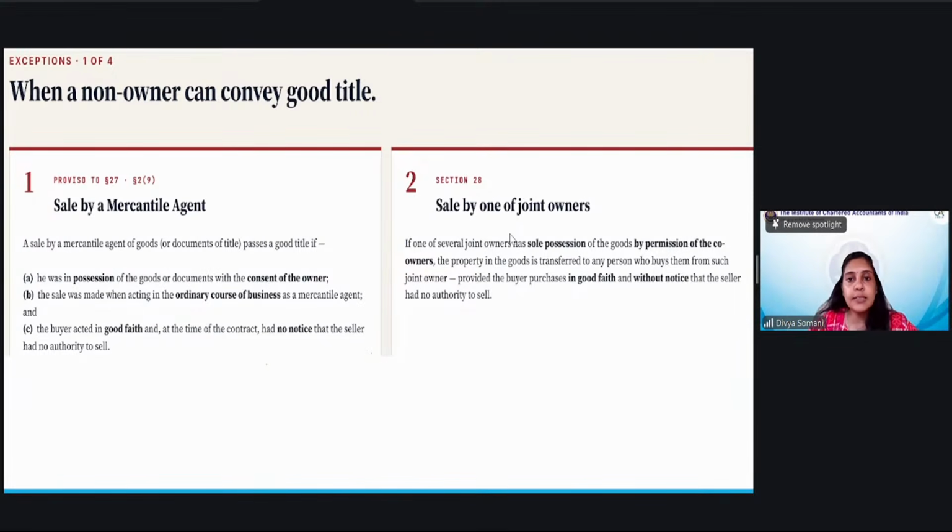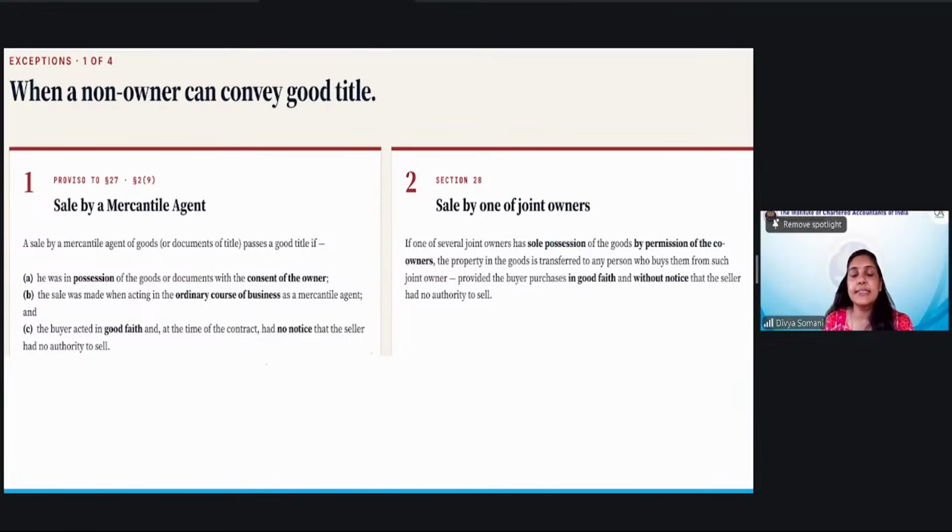Jyoti is saying something, ma'am, because the buyer has no knowledge of the true owner, then the buyer has not got a good title. Correct. Since obviously he did not have the idea. So even if you are acting in good faith, that cannot be taken as an excuse.